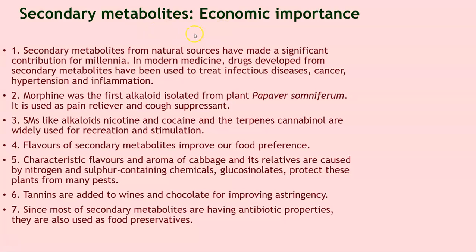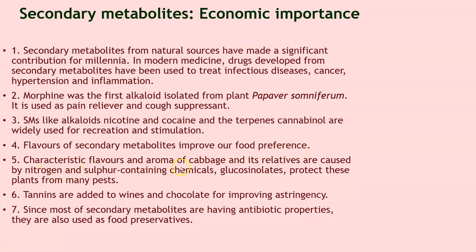Economic importance of secondary metabolites. They are used in the treatment of infectious diseases, cancer, hypertension, inflammation. Morphine is used in pain relief and as a cough suppressant. Then we have alkaloids like nicotine, cocaine and terpenes like cannabinoids, which are used for recreation and stimulation. Flavors of the secondary metabolites improve our food preferences.